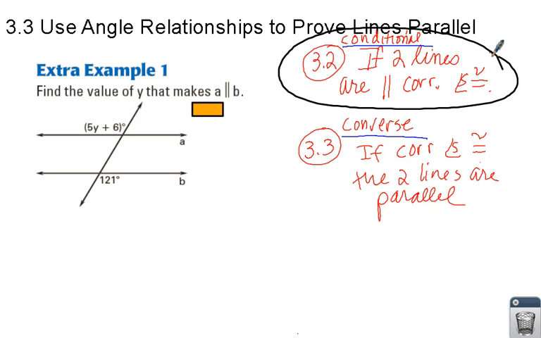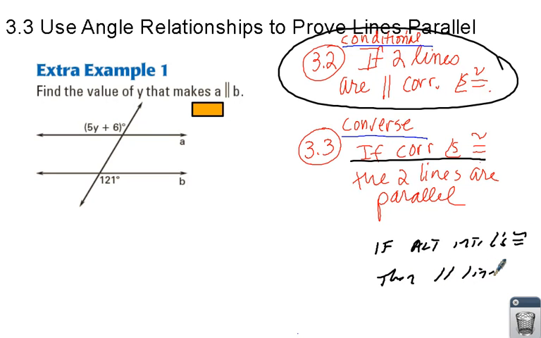In chapter 3.3 we do the converse, which means we work it backwards. If corresponding angles are congruent, then the two lines are parallel. It's just working it backwards. And the same thing applies to those other theorems. If alternate interior angles are congruent, then the lines are parallel. So we can work it backwards also. We have the same theorems that we had in 3.2, just the converse, which means we're working it backwards.